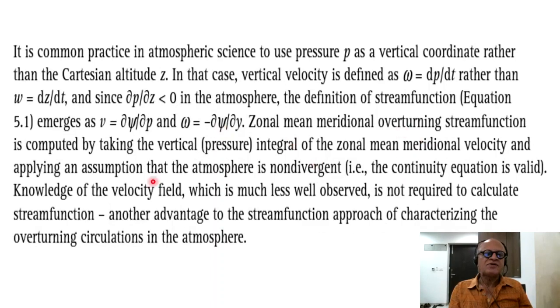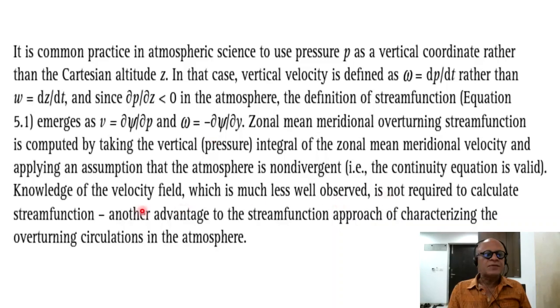Zonal mean meridional overturning stream function is computed by taking the vertical or pressure integral of the zonal mean meridional velocity and applying an assumption that the atmosphere is non-divergent, i.e. the continuity equation is valid. It looks just like the incompressible one we saw, where we said du dx plus dv dy plus dw dz is 0. In this case it becomes dv dy plus d omega d p is 0. So instead of z, it will be p coordinate in the vertical.